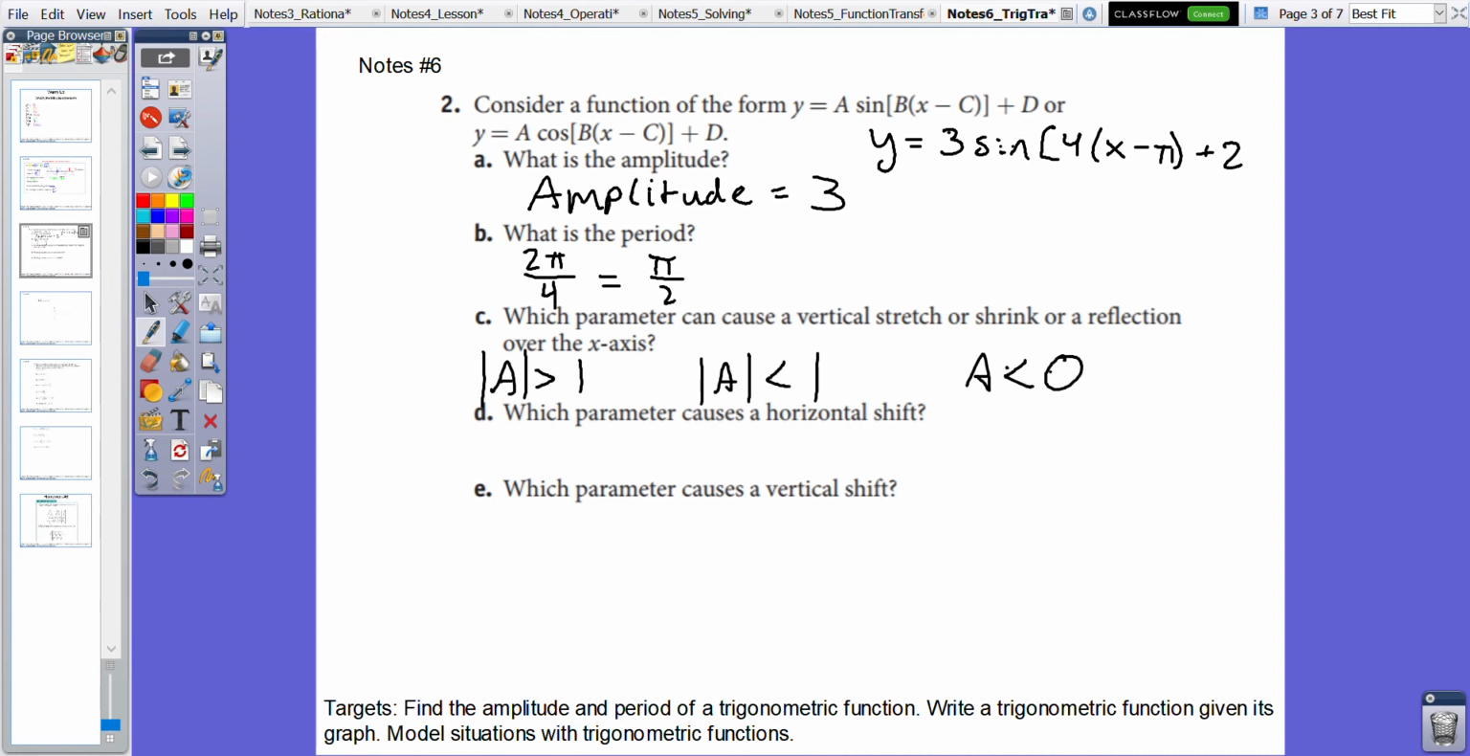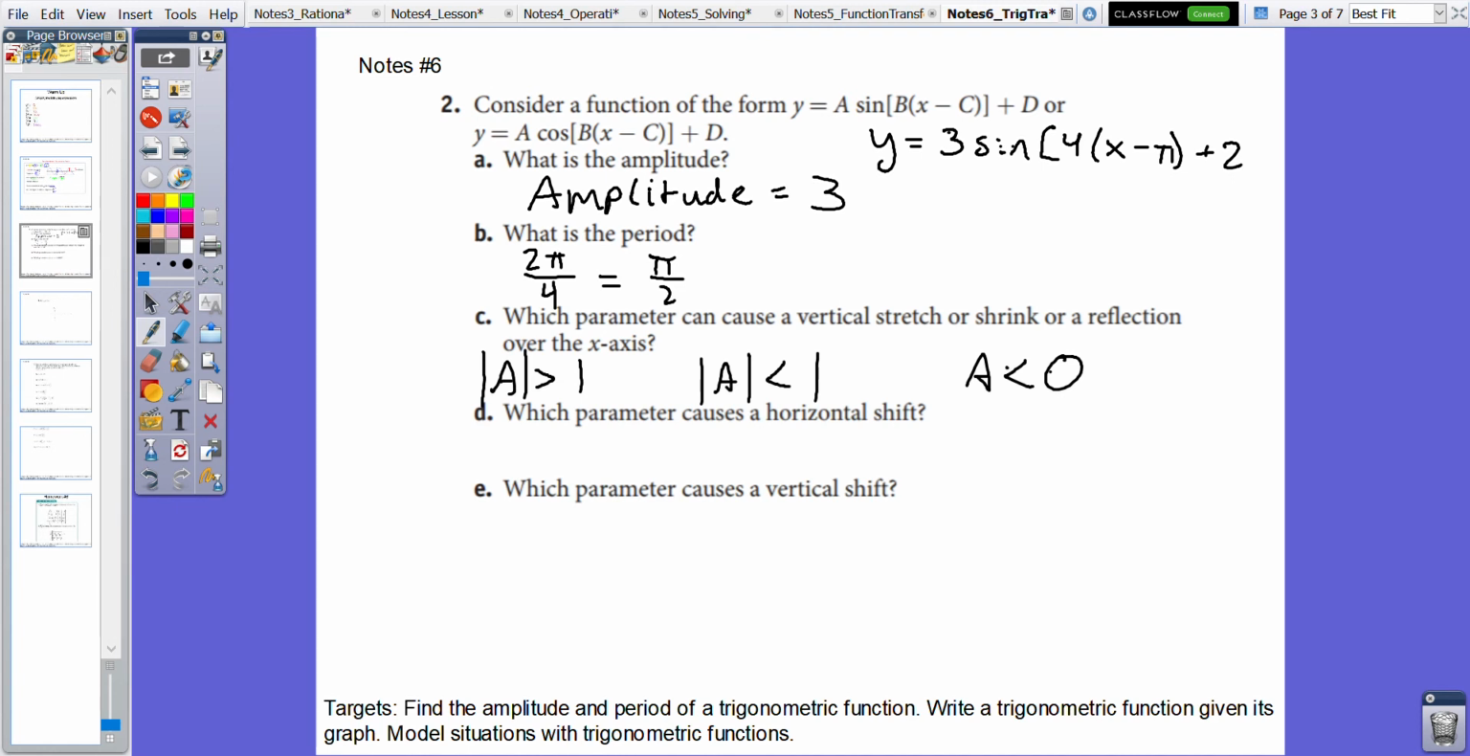Okay, and once again, we know that our amplitude is always going to be expressed as a positive number. Sometimes when we look at the coefficient of A, it's a negative number. All that implies is that we're reflecting over the x-axis.